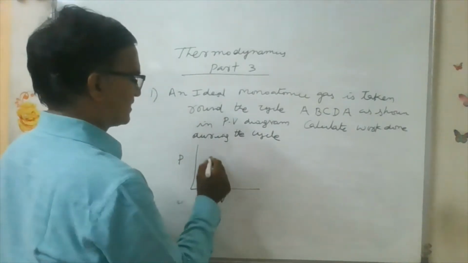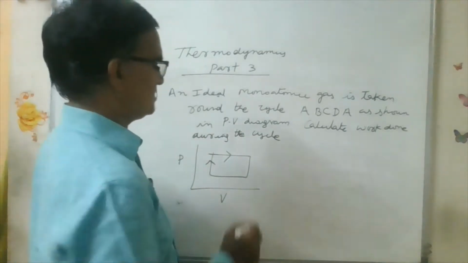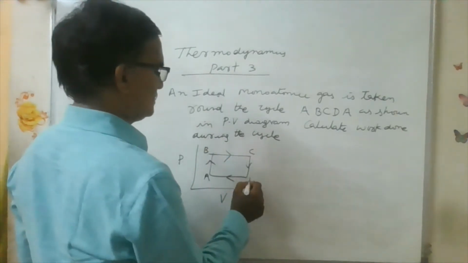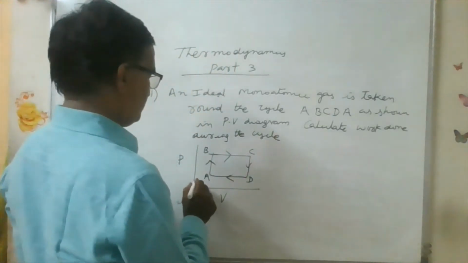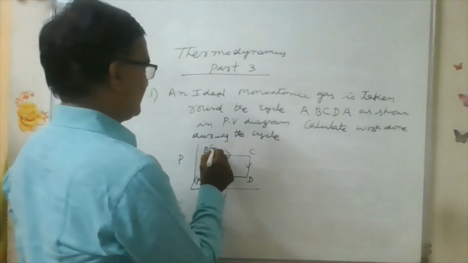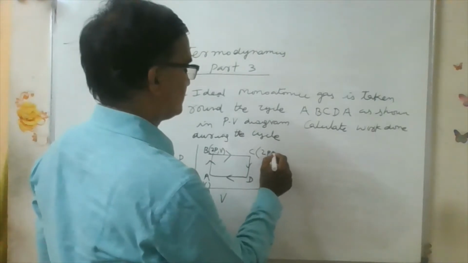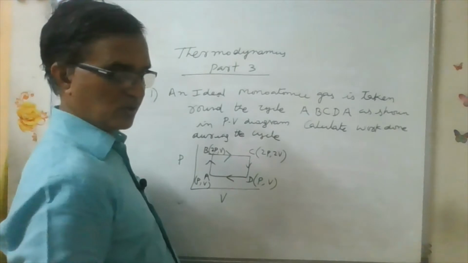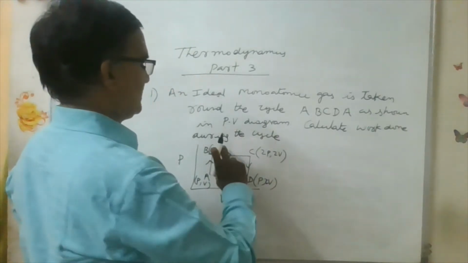Area under the curve is the work done. Clockwise work done is positive, anti-clockwise negative. So A, B, C, D, A along this path is going in the clockwise direction. The values are here P, V, here 2P and V, here 2P, 2V, and here P and 2V. Change in volume is V, change in pressure is P.